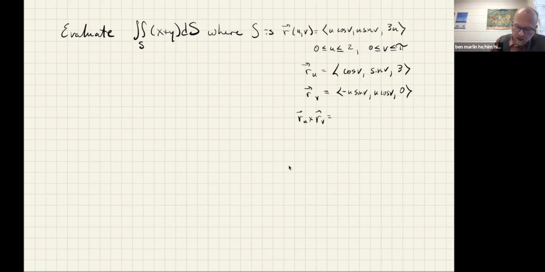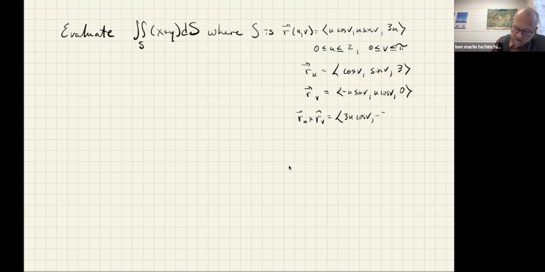And I have written this in the way that I have so that you can visualize as we go along. We're going to do the i part, which means we have to take these here and multiply together in order to get our entries. So sine v times 0 is 0, minus 3u cosine v. All right. And then we're going to have to do 3 times minus u sine v, and then minus 0 times cosine v.